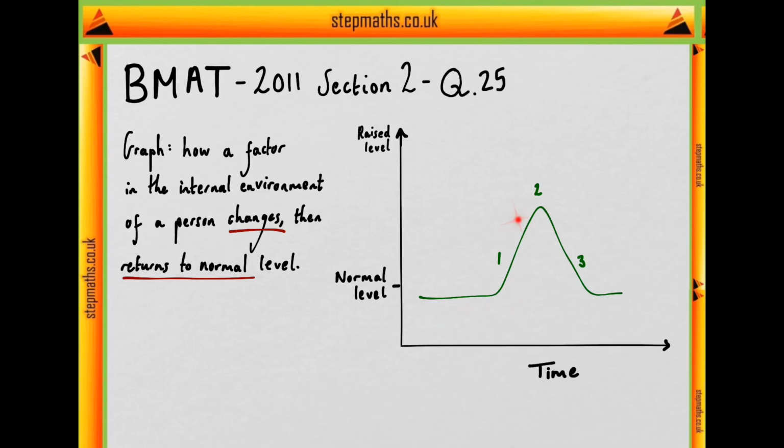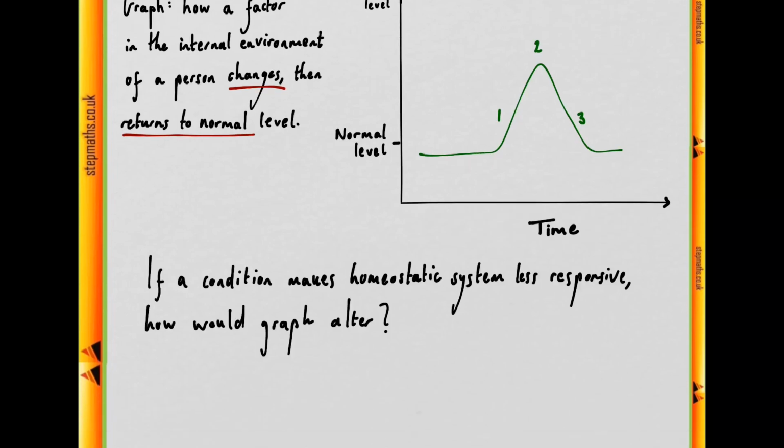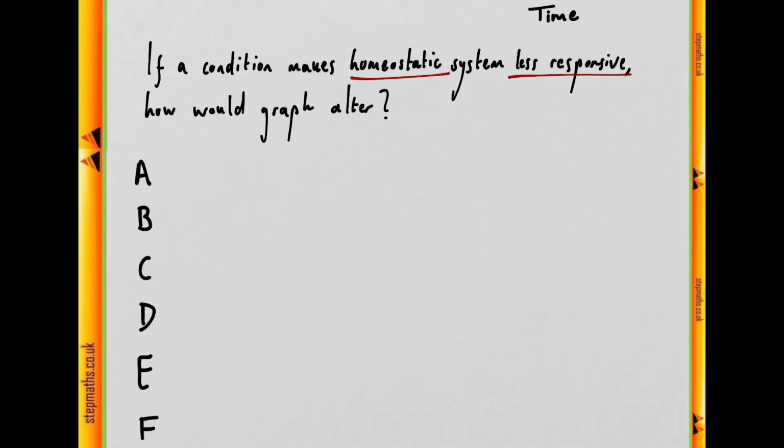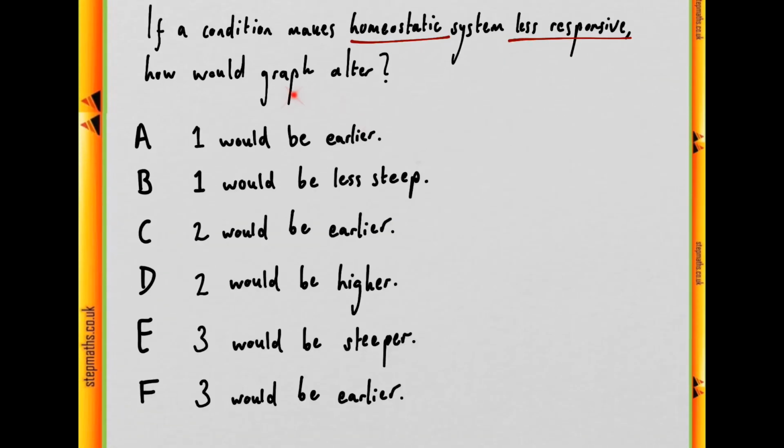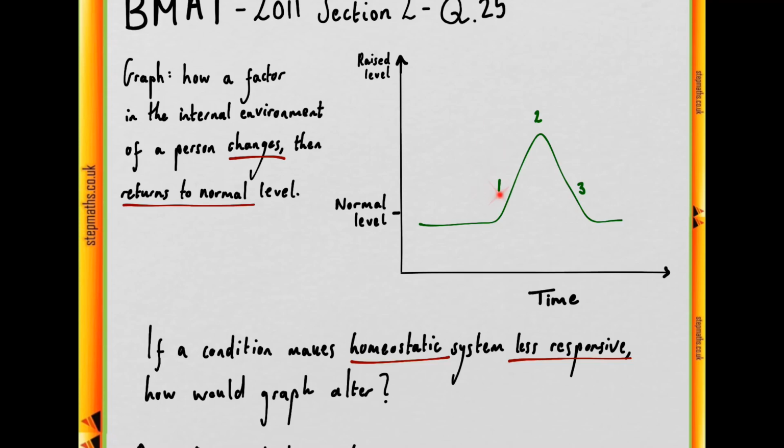So we have a deviation from the normal level from 1 onwards, and then after the peak at 2, this begins to fall to 3, and then to normal levels. Okay, we're then asked, if a condition makes the homeostatic mechanism, i.e. the mechanism of homeostasis, less responsive, how would the graph be altered? So we have a range of options, A through F, describing changes to points 1, 2 and 3 labelled on our graph.